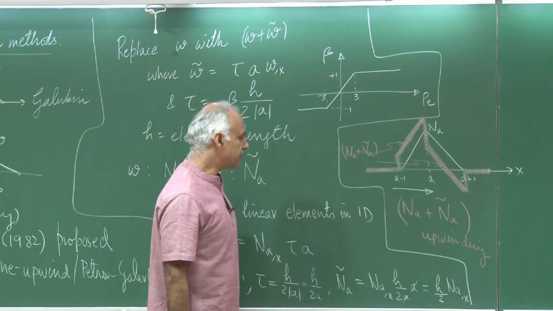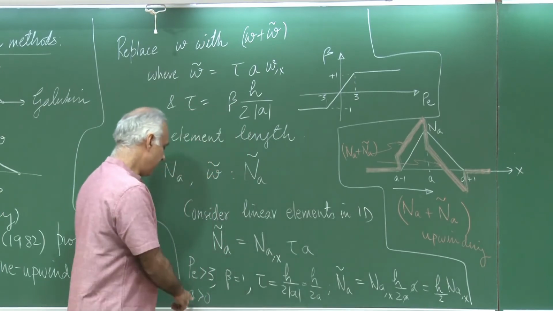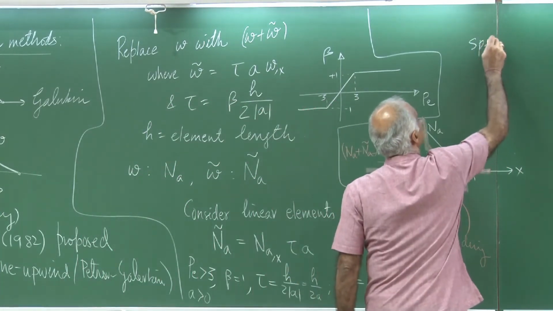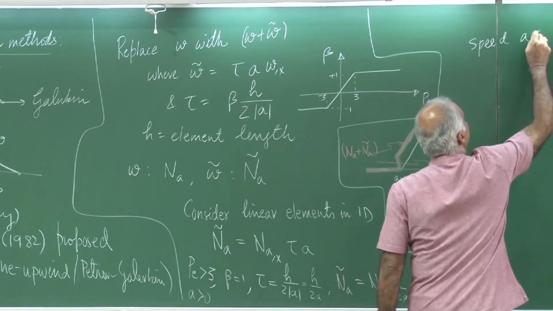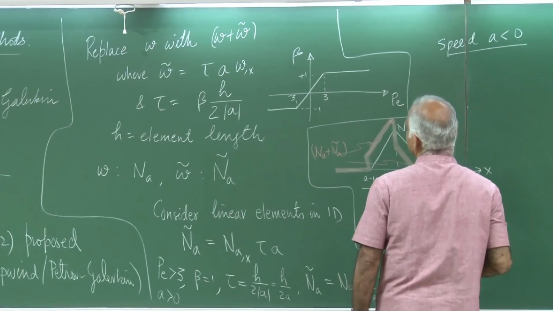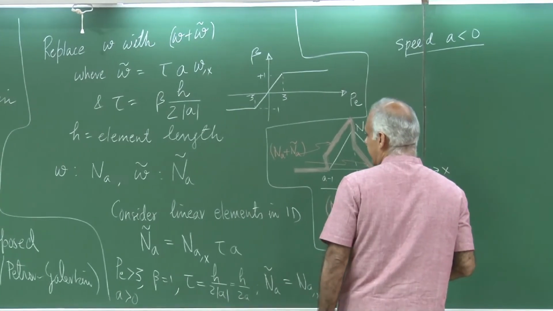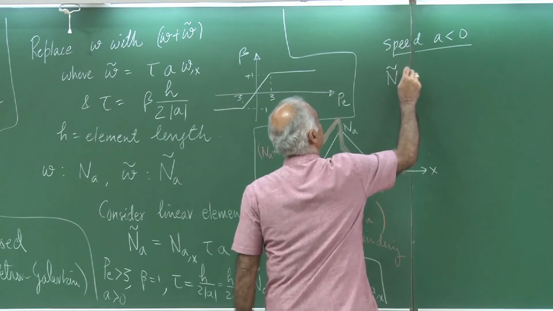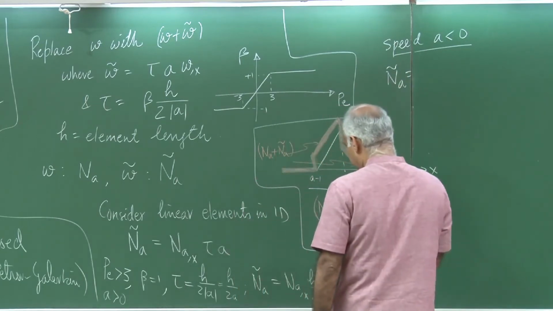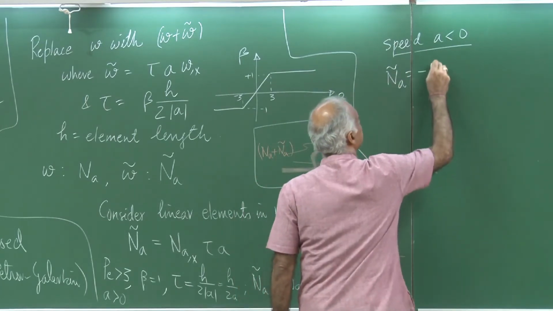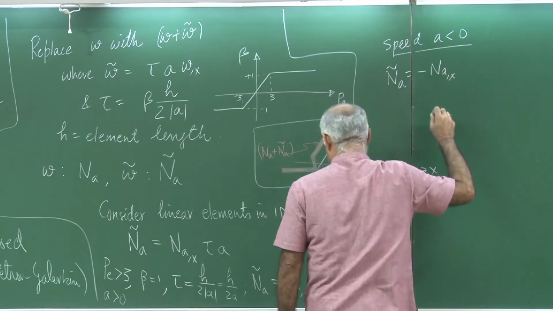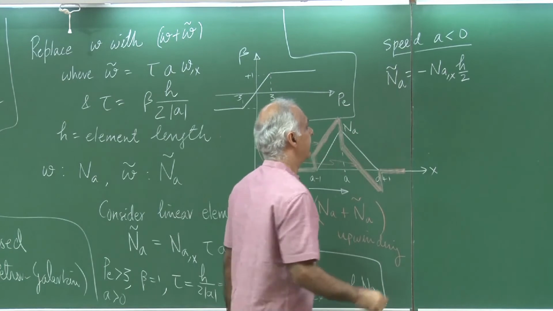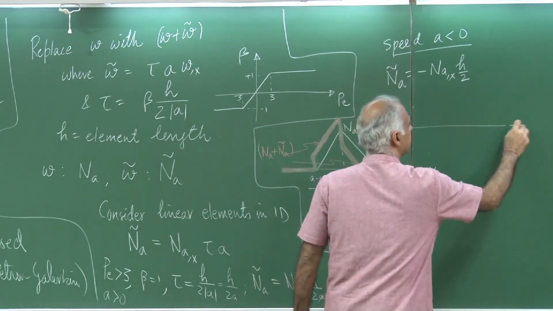Let us see what happens for the case when my A is less than 0. So, when my speed A is actually less than 0, then I am going to have my NA tilde, and you can double check, that would turn out to be minus NA comma x times h by 2.